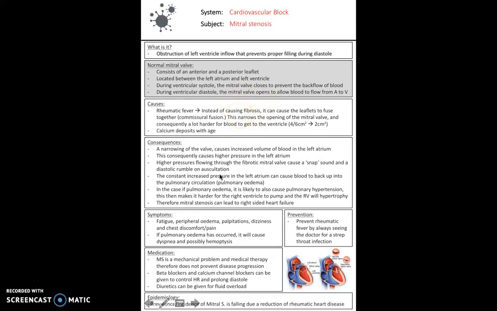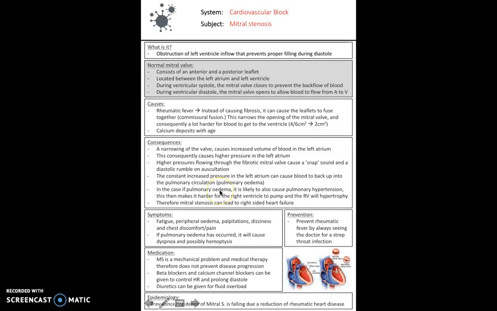One of the most important consequences to be aware of is that mitral stenosis can cause right-sided heart failure, so a valve that's on the left can cause right-sided heart failure. The reason behind this is when we narrow the mitral valve, this causes an increased volume of blood in the left atrium, and if you've got an increased volume of blood you're going to get an increased pressure in the left atrium as well.